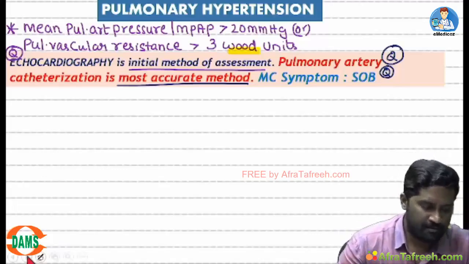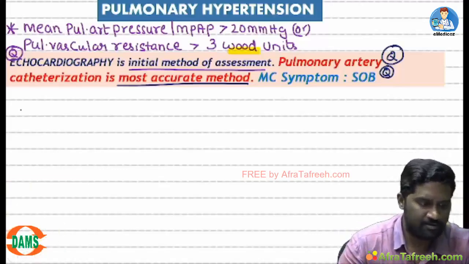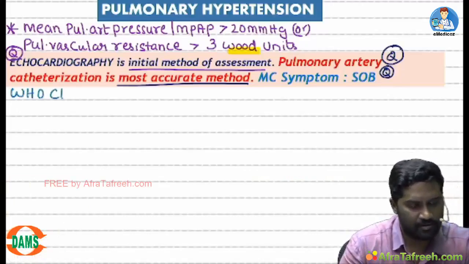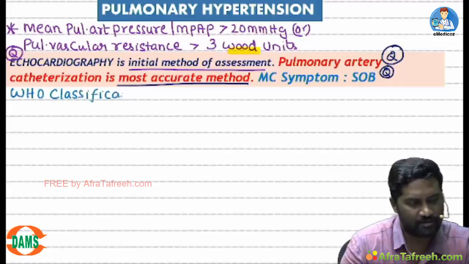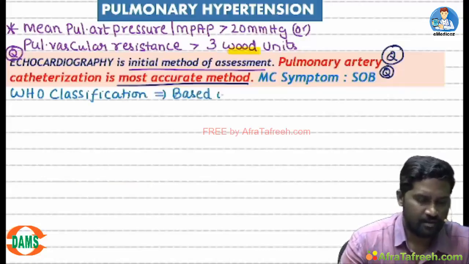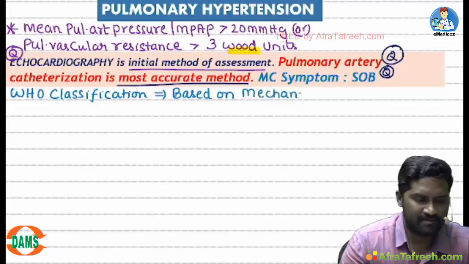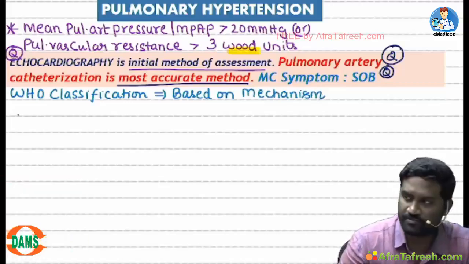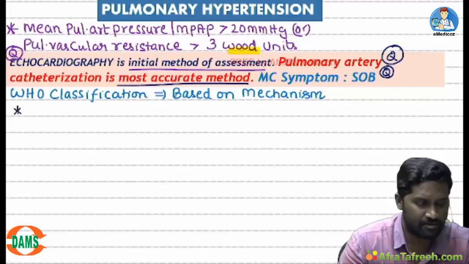Now for pulmonary hypertension, WHO has given a classification. So write down the WHO classification of pulmonary hypertension. This classification is based on mechanism. Based on mechanism, pulmonary hypertension is classified into 5 groups. Let us see the important groups, students.